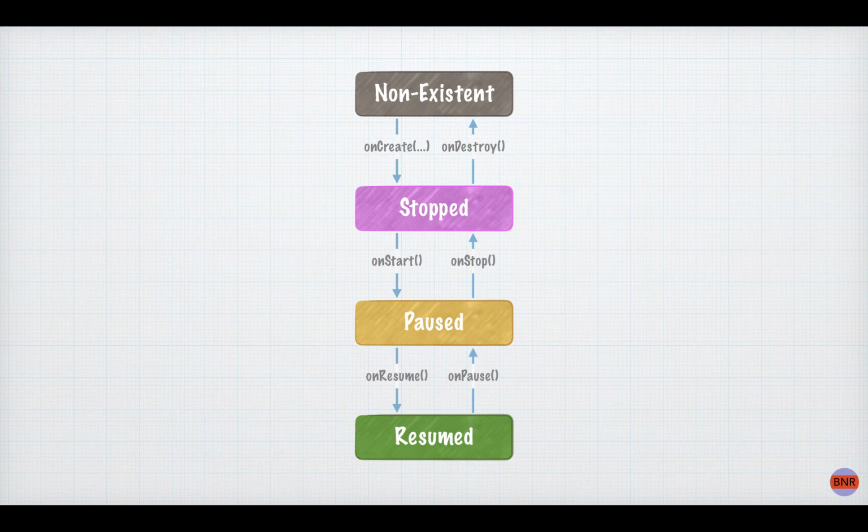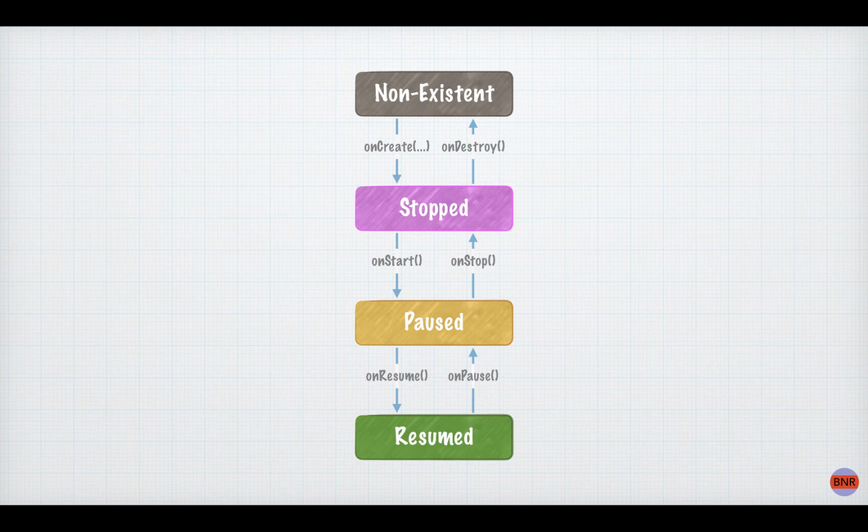An activity that is stopped is no longer visible on your phone, but is still in memory. If you're running an application and you hit the home button, the application will no longer be visible because you now see the home screen, but it will still reside in memory.